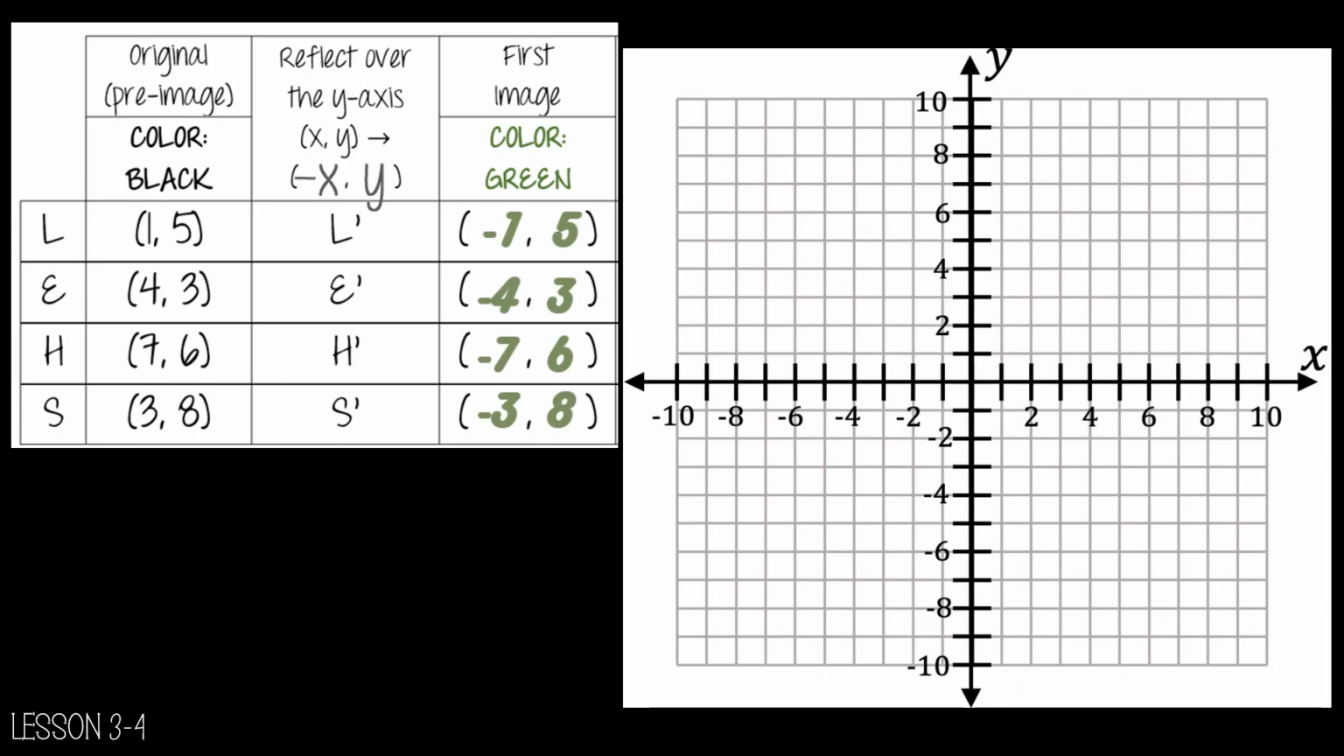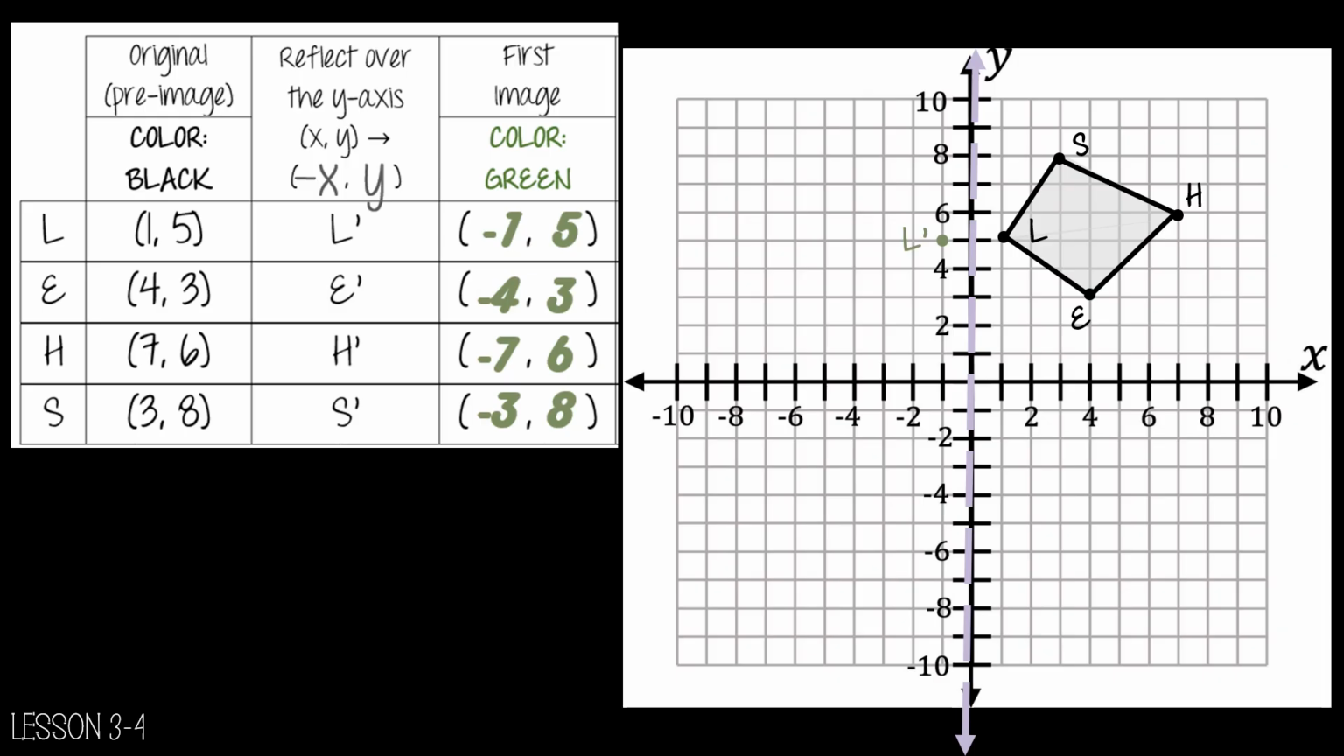So first of all, we're going to start with our original shape, LEHS. There's L, (1,5), E's (4,3), H is (7,6), and S is the point (3,8). So there is our pre-image, our original. The first transformation is to reflect over the y-axis. We already found where those coordinates are going to be, so we just need to graph them.